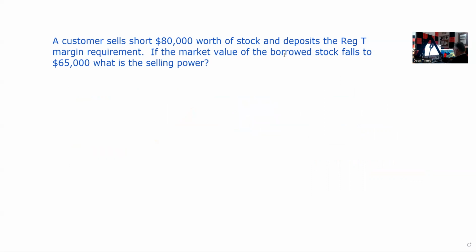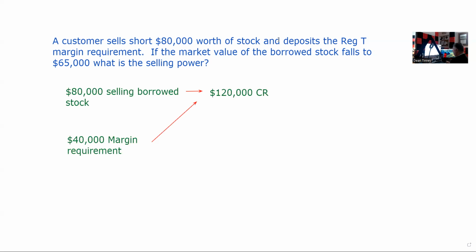A customer sells short $80,000 worth of stock and deposits the Reg T margin requirement. If the market value falls to 65,000, what is the selling power? So the first thing we've got to do is the setup. And that's where most people get hung up. We're going to get $80,000 from selling the borrowed stock. We're going to have to put up the Reg T 50% requirement. And so that means we're going to have $120,000 in cash.